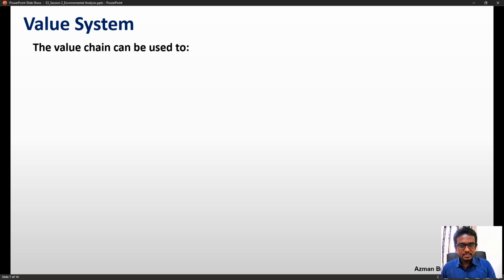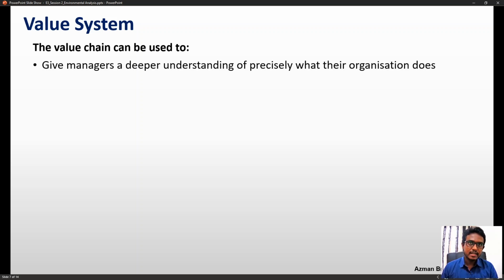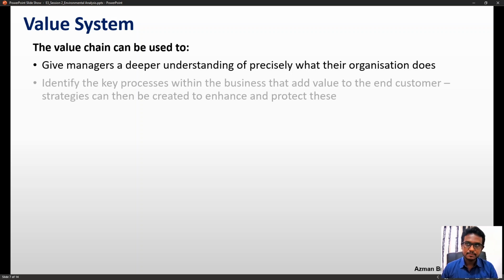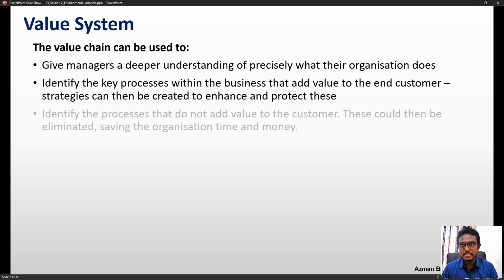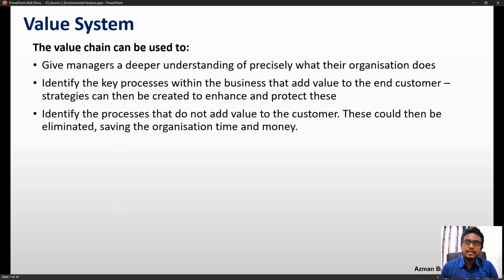Now the value chain itself can be used to give managers a deeper understanding of precisely what their organization does. It can help us identify the key processes within the business that add value to the end customer. Strategies can then be created to enhance and protect these. And the value chain can help us identify the processes that do not add value to the customer. These could then be eliminated, saving the organization time and money. So you capitalize further on value enhancing activities, you eliminate or reduce the effect of value destroying activities. That is how you create value.